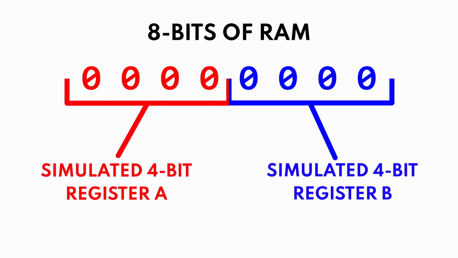Now, in order to write this, I'm going to split our 8 bits of random access memory in 2 to have effectively 2 different locations of 4 bits. That's the only way that we're going to be able to do this.